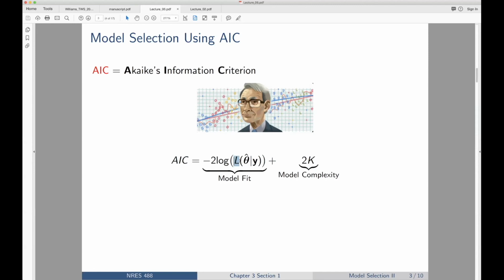And the likelihood describes how well the data fits the model. We take -2 times the log of the likelihood; the -2 is for historical reasons, and the log is for computational reasons. Any questions about this?